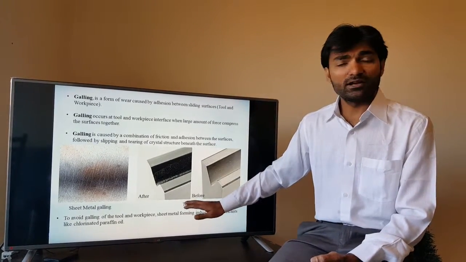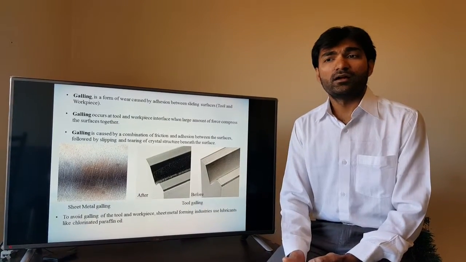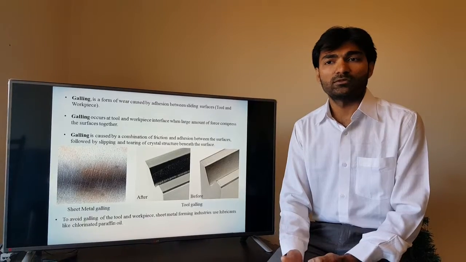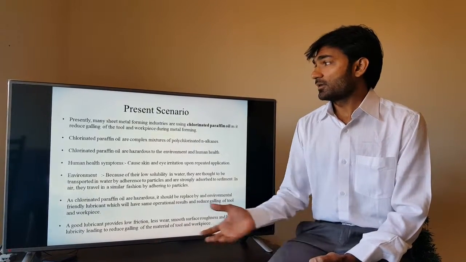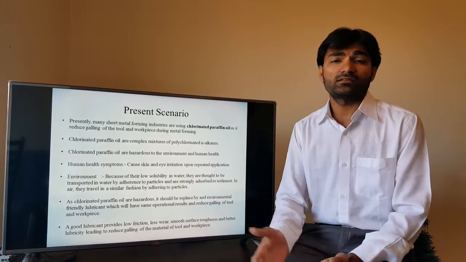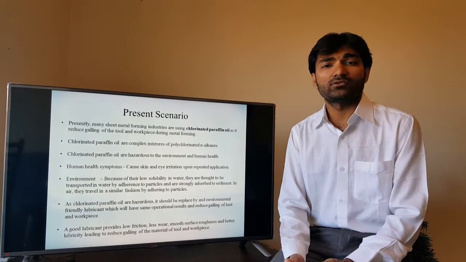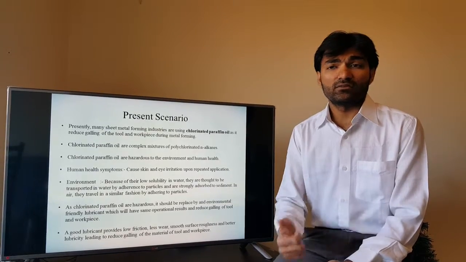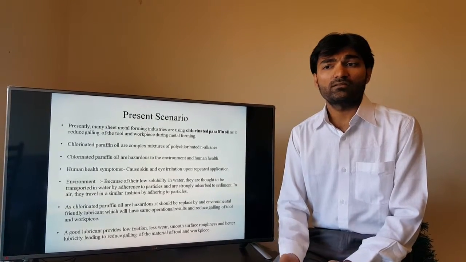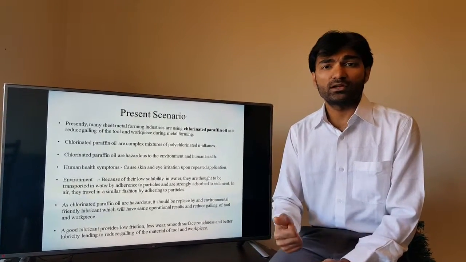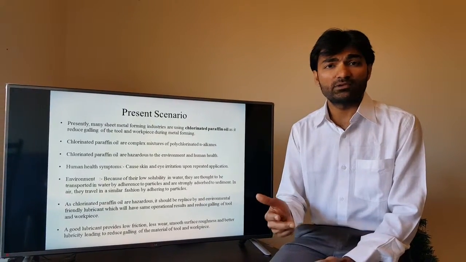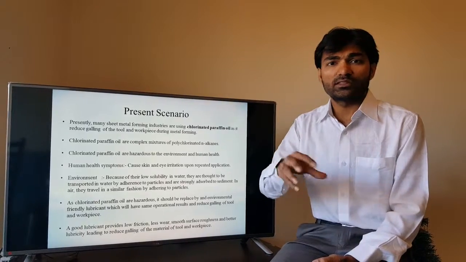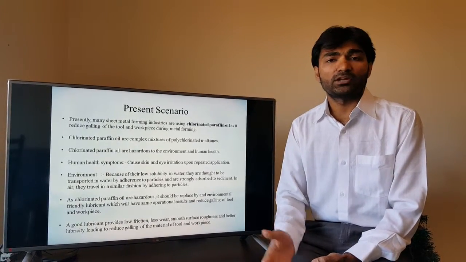To get rid of this galling, sheet metal forming industries are using lubricants such as chlorinated paraffin oils. Presently, chlorinated paraffin oil is used in a large amount in the sheet metal forming industry because it has very good tribological properties. That is, it can reduce wear, it has low friction, it has better lubricity, it provides a smooth surface, it increases the sliding length between the tool and the workpiece, and it reduces galling.